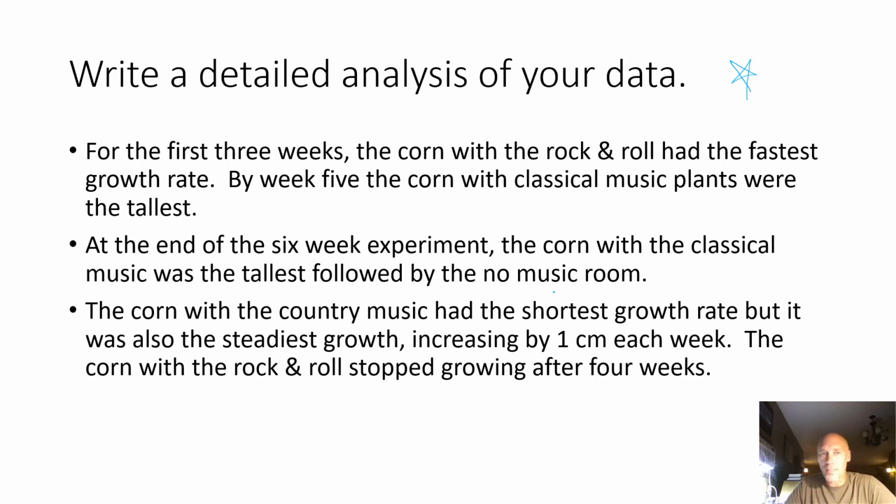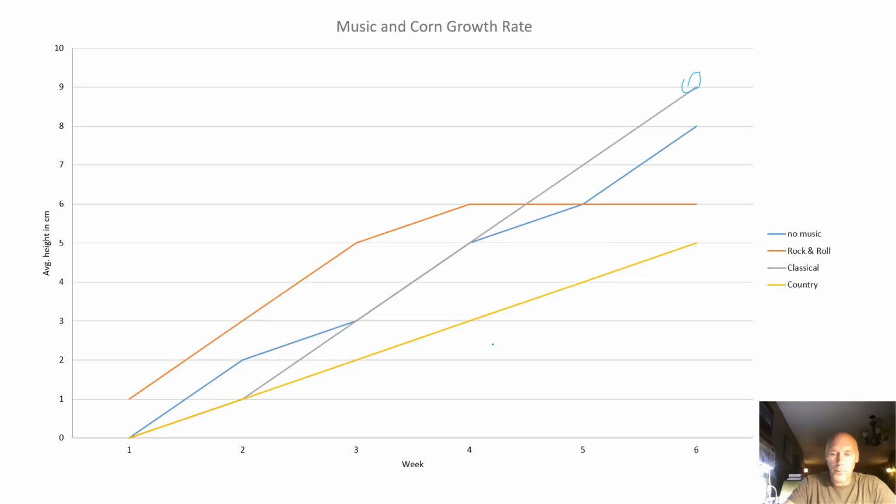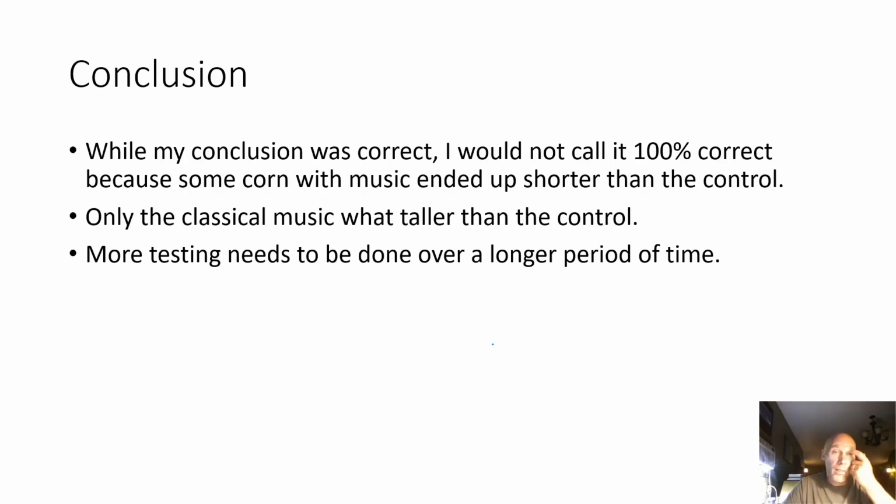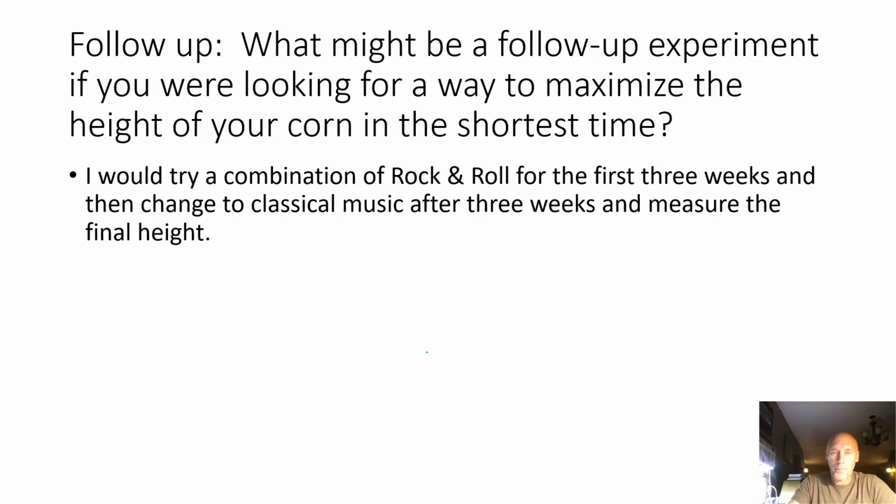So when I grade your first assignment, that's going to be one of the things I'm looking at. A, can you make a good graph? And B, can you write a detailed analysis of those results? Okay? A couple other things. Usually when you do this, you want to do a conclusion to look back on your hypothesis. So while my conclusion was correct, I wouldn't call it 100% correct because some of the corn with music ended up shorter than the control. Remember, my hypothesis was if you have music, it'll grow taller. Only the classical music was taller than the control. More testing needs to be done over a longer period of time.